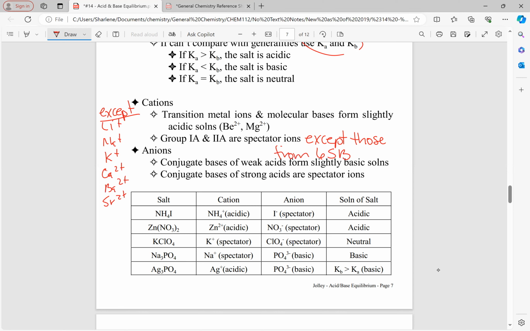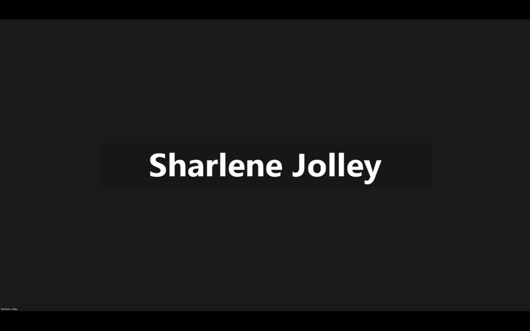All right, what about your anions? The conjugate bases of weak acids will form slightly basic solutions, except the ones that come from the strong acids. All right, before I use this table, I'm going to go over and switch to the whiteboard.